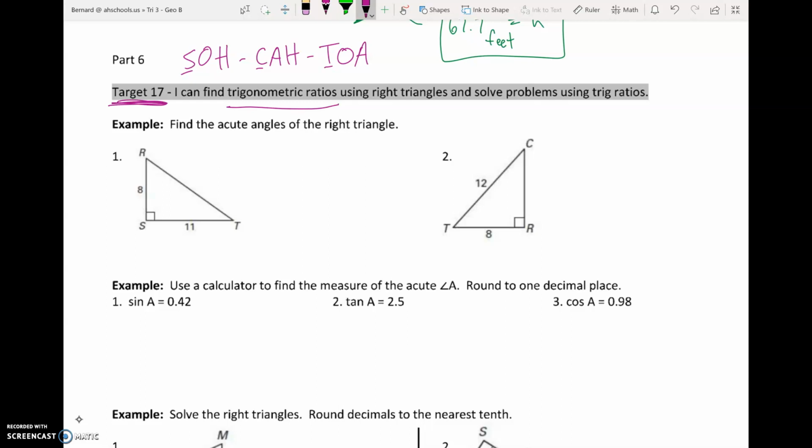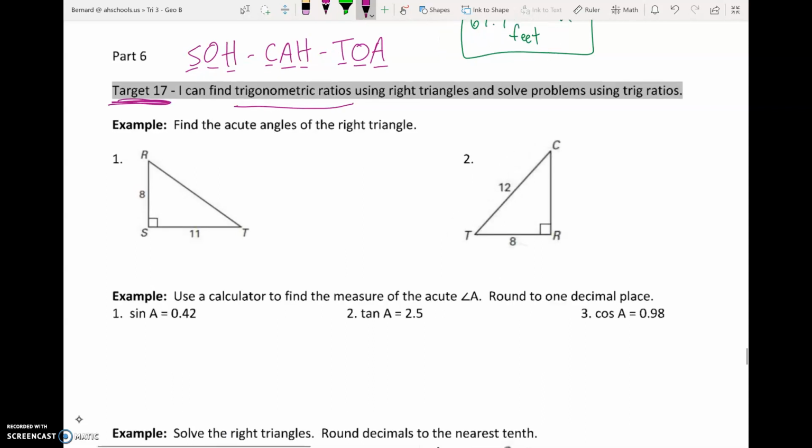And the fractions are the O's, H's, and A's. So sine is opposite over hypotenuse. Cosine is adjacent over hypotenuse. Tangent is opposite over adjacent. And so this idea of SOH-CA-TOA helps us remember which trig function we should use, and when we use it, what the fraction that we set up looks like, right?